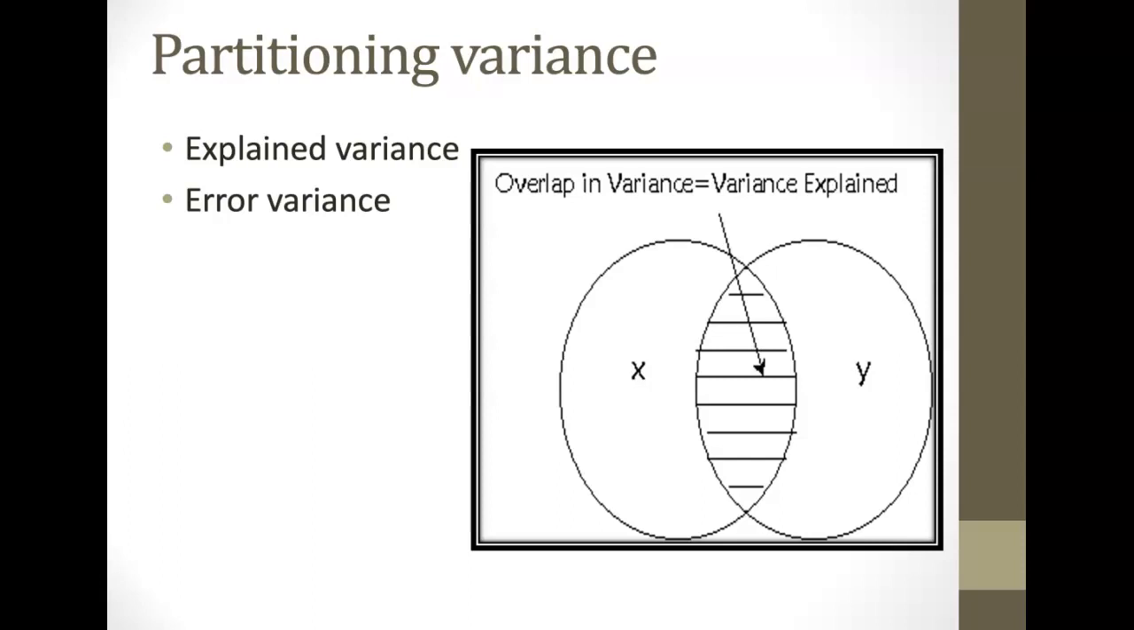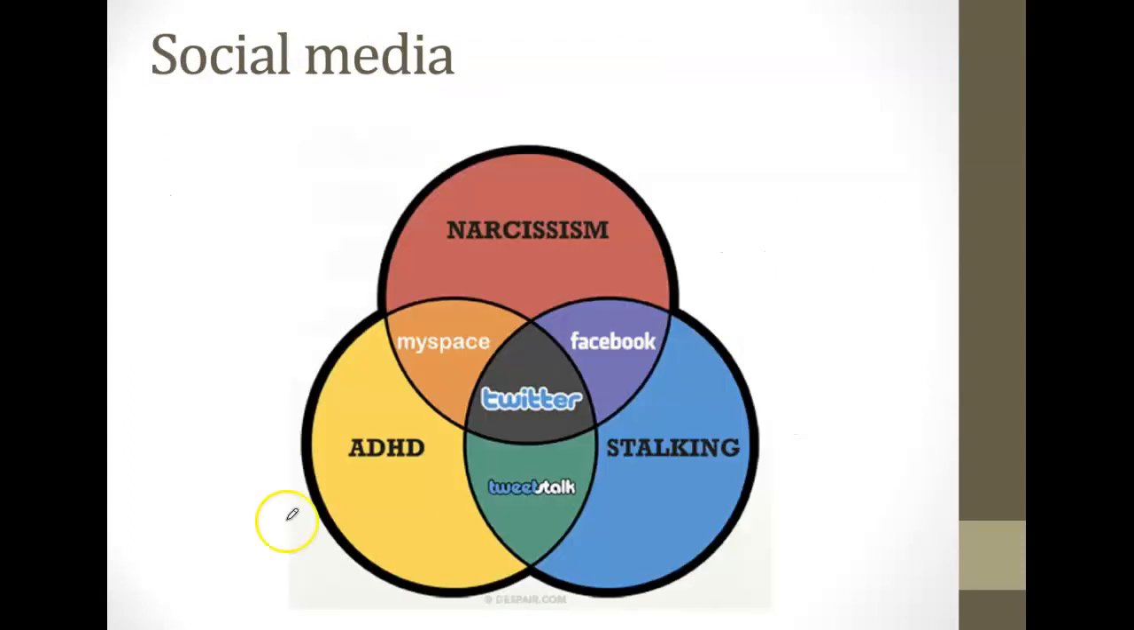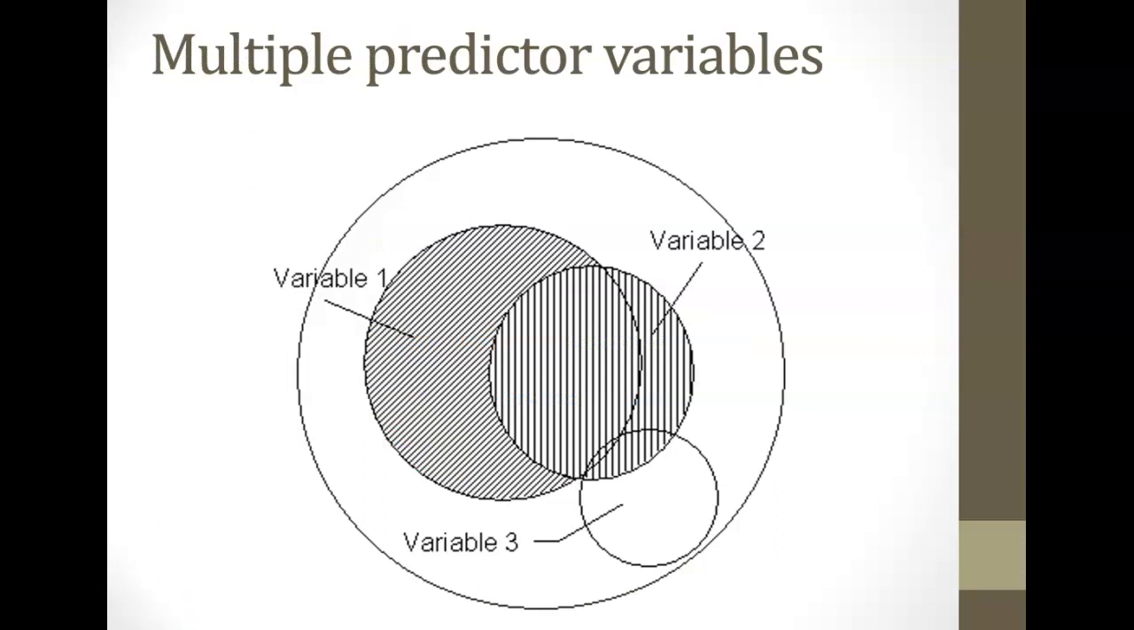Basically, this was in the early days of social media, but looking at the relationship between variables, in this case humor, narcissism, ADHD, and stalking, and how these social media platforms have this relationship between the multiple attributes, which we'll talk about. Okay, so that's good. We will chat more about it next week.